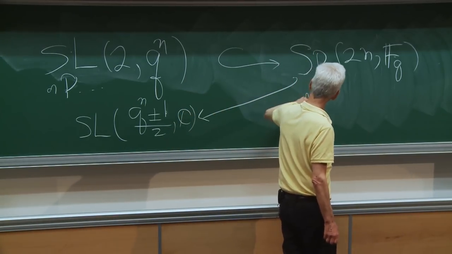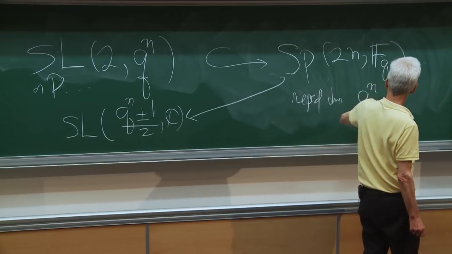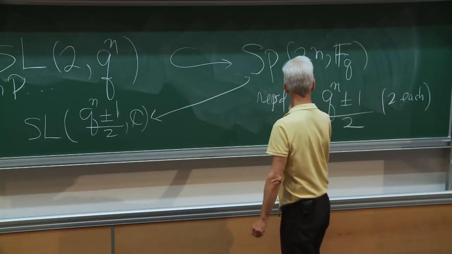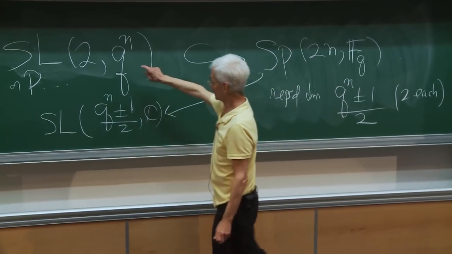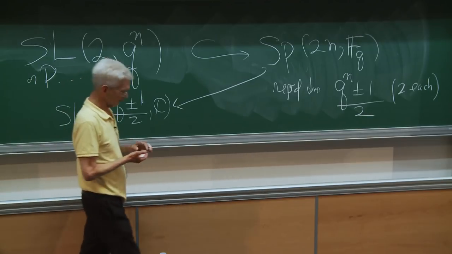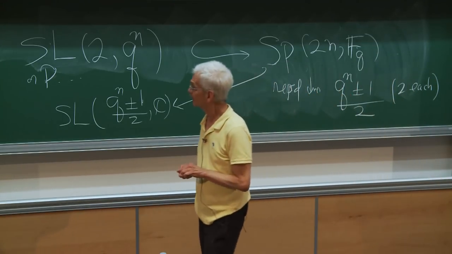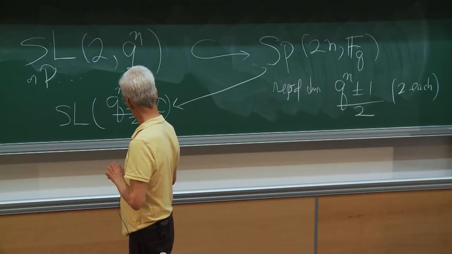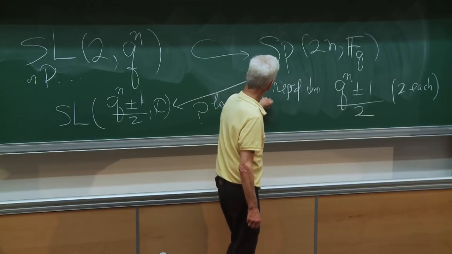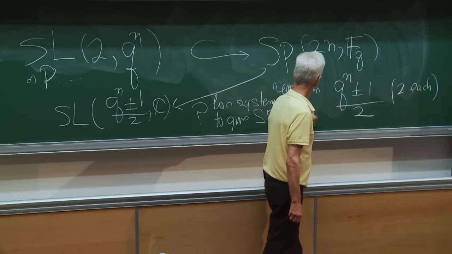And in fact, this group has representations of dimension (Q^n plus or minus 1)/2 of each flavor. And when you take one of these representations and restrict it to this much smaller group, you're getting the irreducible representation that we had here. That's somehow quite remarkable, and for me, it was completely new information. So on the one hand, it made me wonder about local systems to give symplectic groups as monodromy groups.